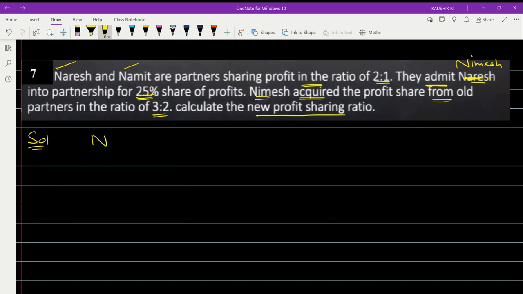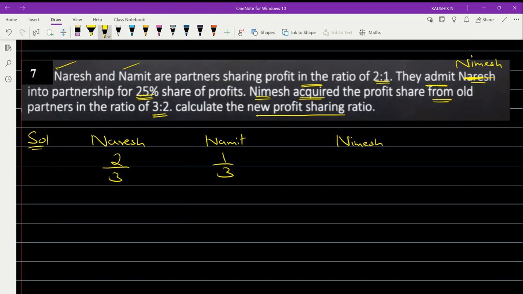Old partners: Naresh and Namit. It is given that the profit share is 2 is to 1. So 2 by 3 and 1 by 3. They are going to bring a partner called Nimesh. He is a new partner.